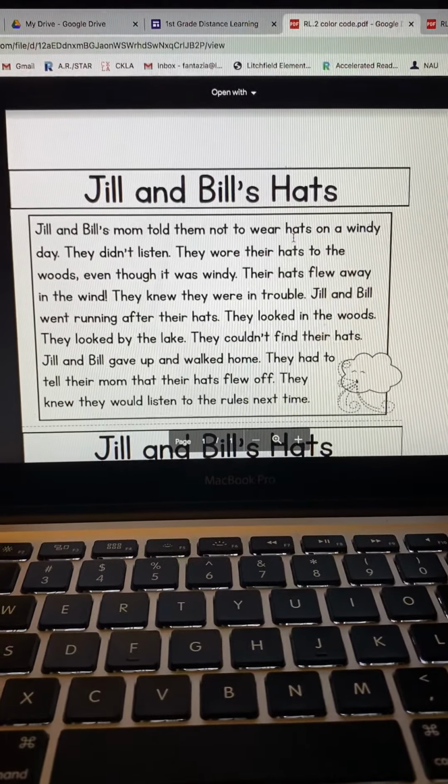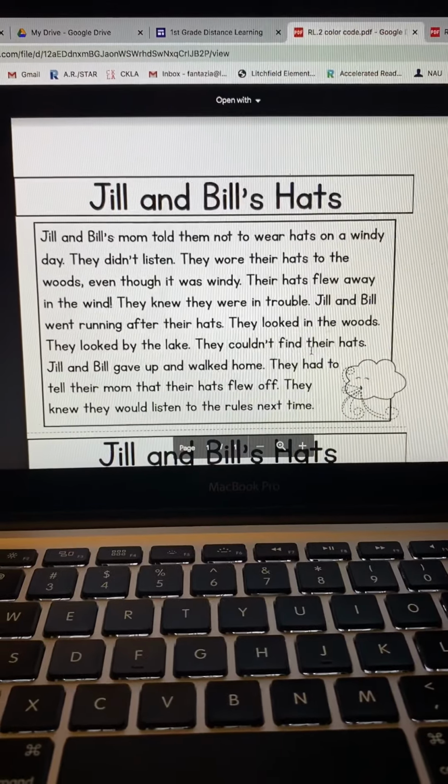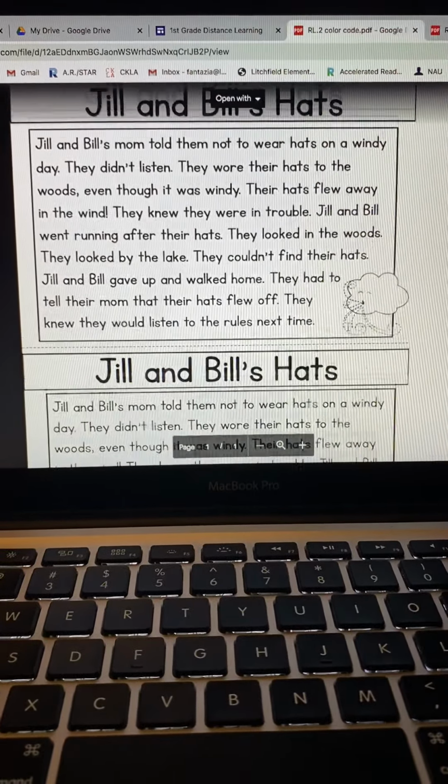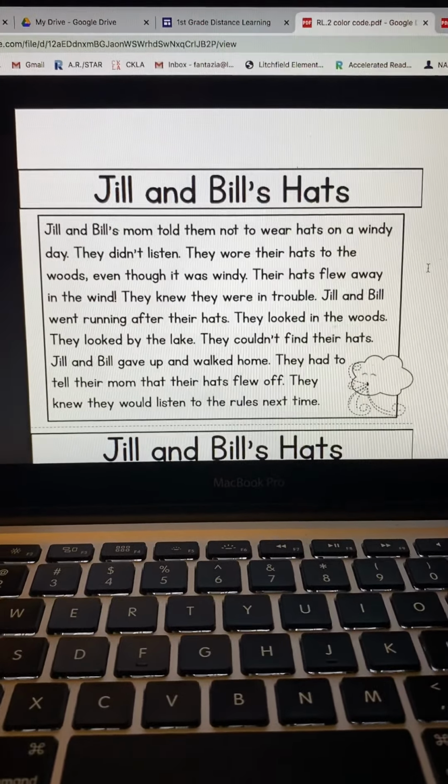So I want you guys to notice that this story is written twice, because if we were to use it in class, it would have been cut in half. So we only need to read it once, unless you want to practice your fluency, of course.